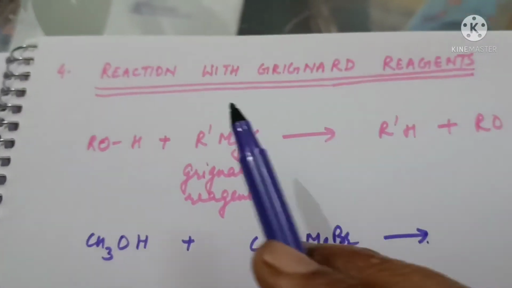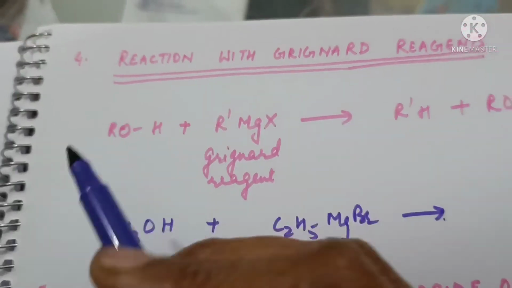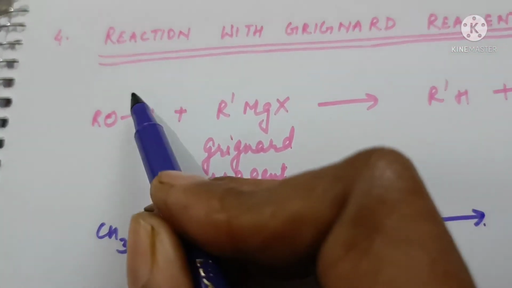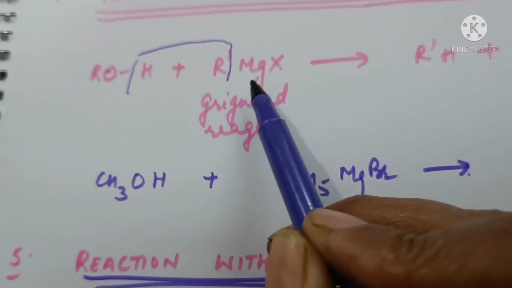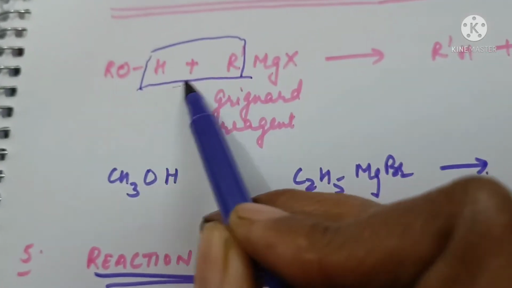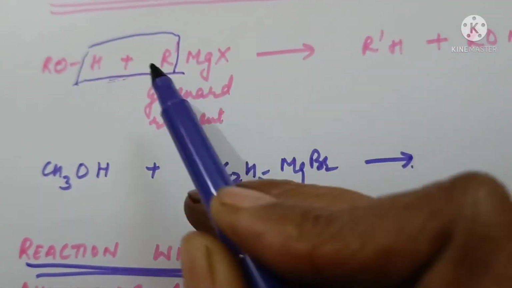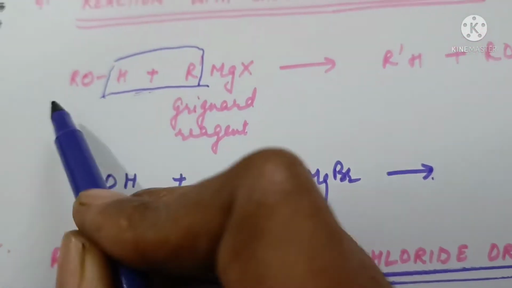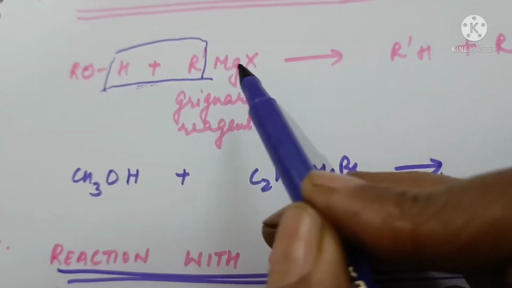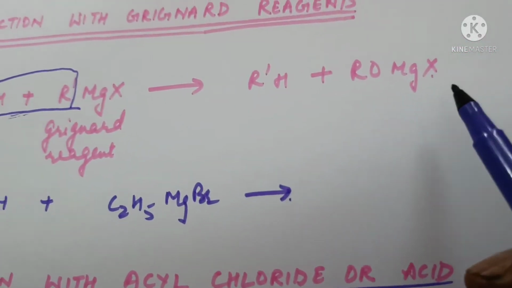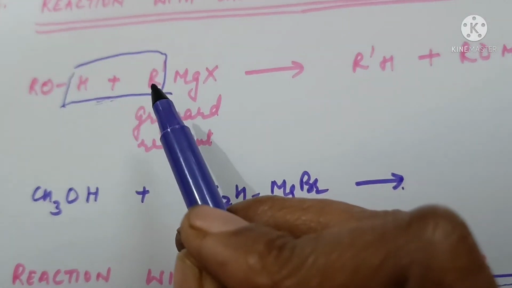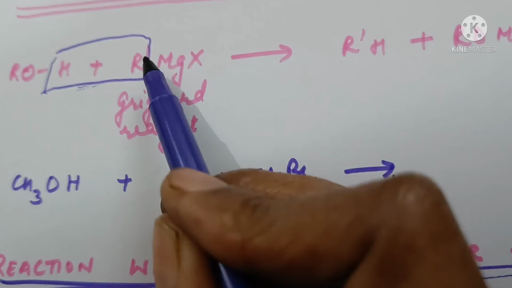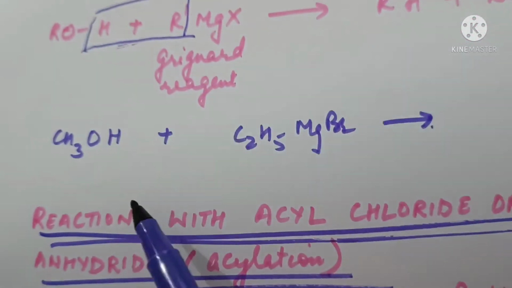In reaction with Grignard reagents also, the alcohol gives H to the alkyl part of Grignard reagent RMgX to form alkane R-H, and alkoxy magnesium halide is also formed. Now, the alkane that is formed consists of the alkyl group of the Grignard reagent.